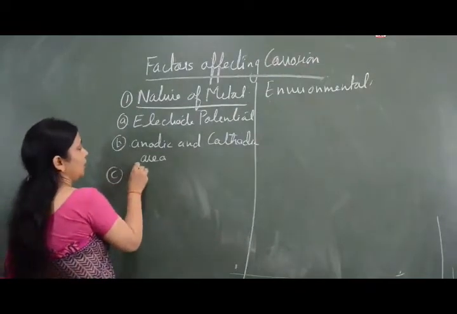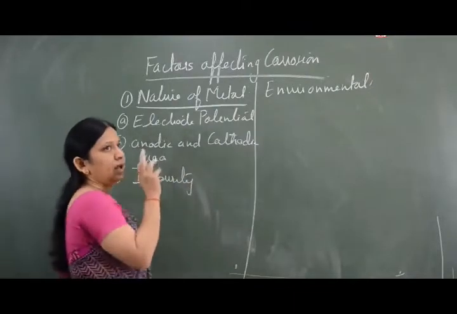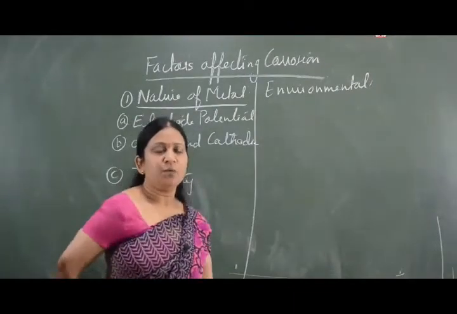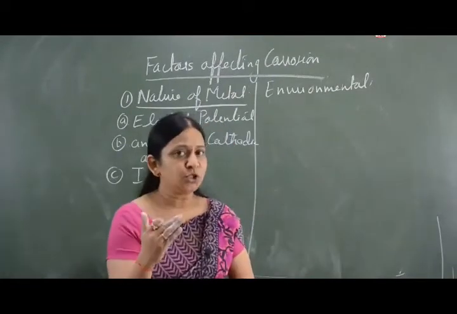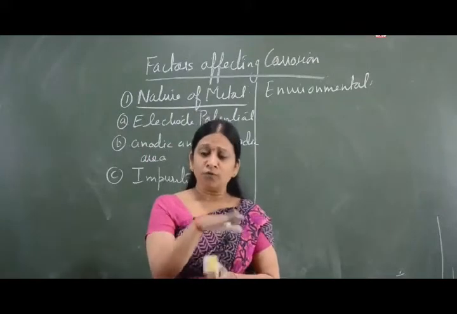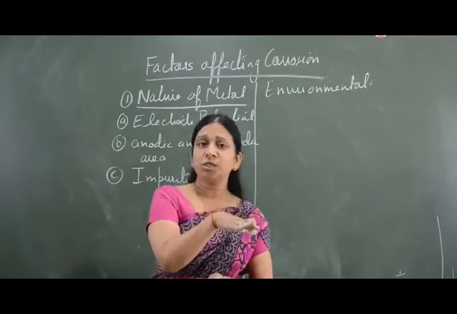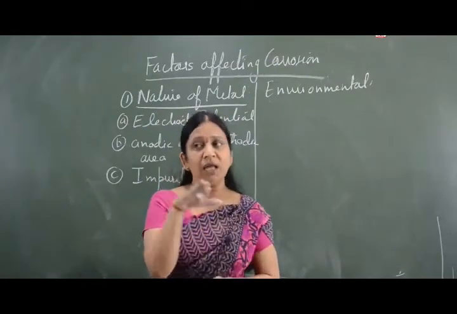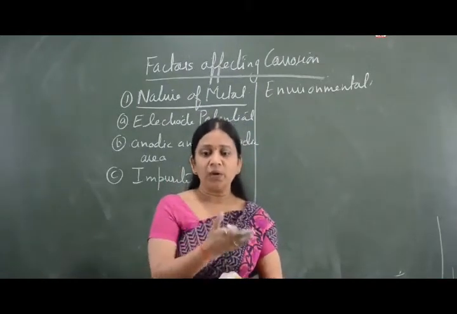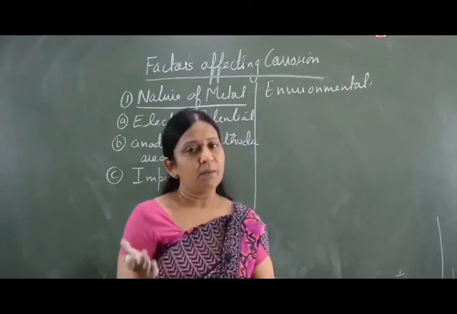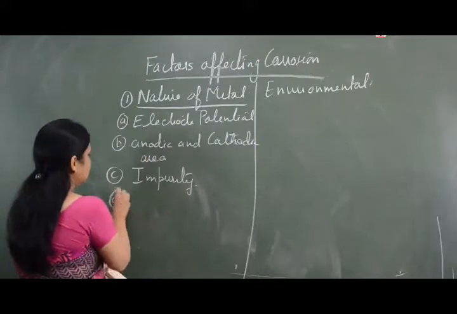Third, impurity. If the metal has impurity, then the impurity introduces heterogeneity. Heterogeneity means there is a division into two surfaces: one is the impure surface, the other is the pure surface. The impure surface is going to act as anode, and the pure surface is going to act as cathode. Once the anodic and cathodic areas are separated, the metal undergoes corrosion. So this is impurity. D is grain size.